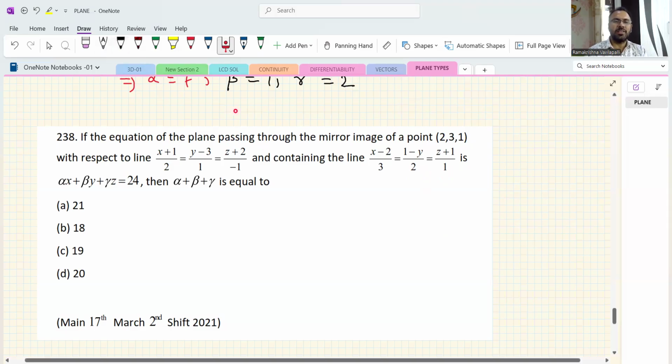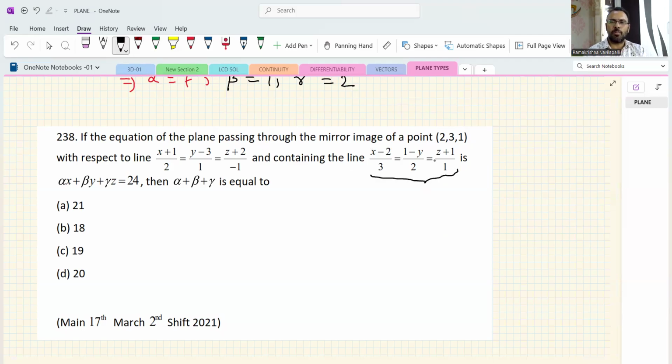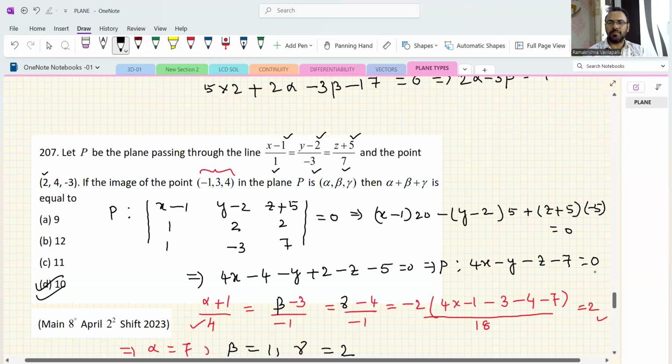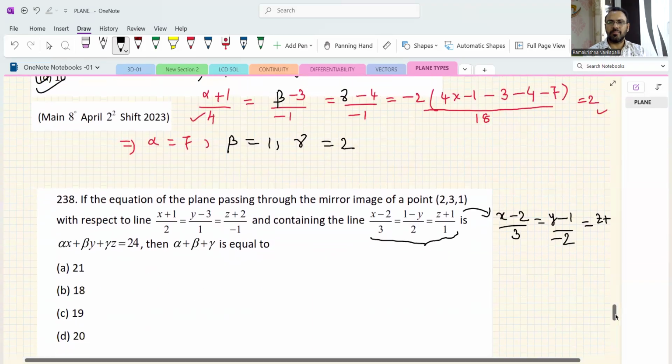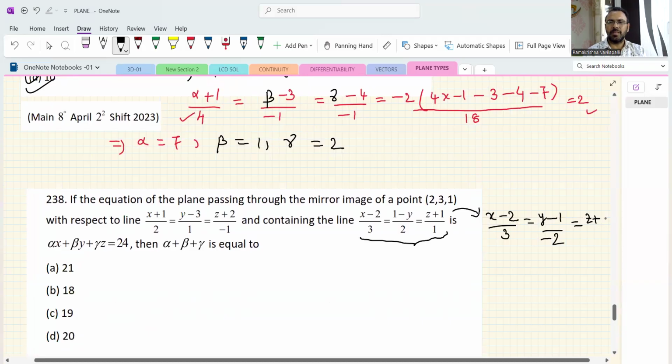Well, okay. So first what I will do is I'll rewrite this equation of line. It is not in proper way. So I'll rewrite this equation as x minus 2 by 3 equal to y minus 1 by minus 2. Be careful. Sometimes they will give like this, z plus 1 by 1.